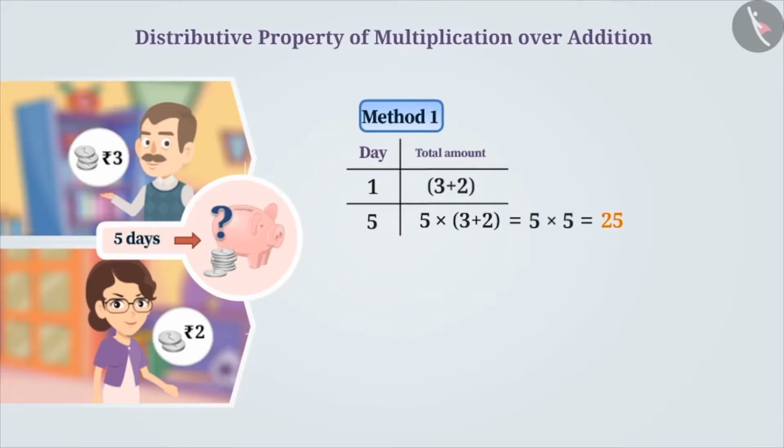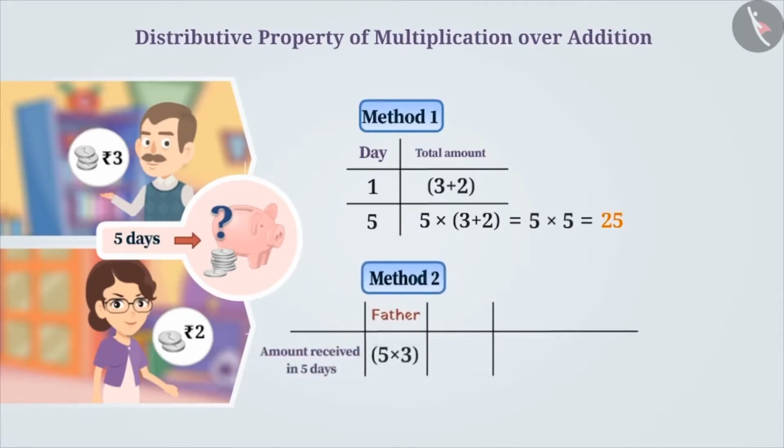Method 2. The other method is, first you will find out the total amount given by your father in 5 days and the total amount given by your mother in 5 days. Now add these two values. That is, find the value of 5 into 3 plus 5 into 2. The solution is 15 plus 10, which is 25.